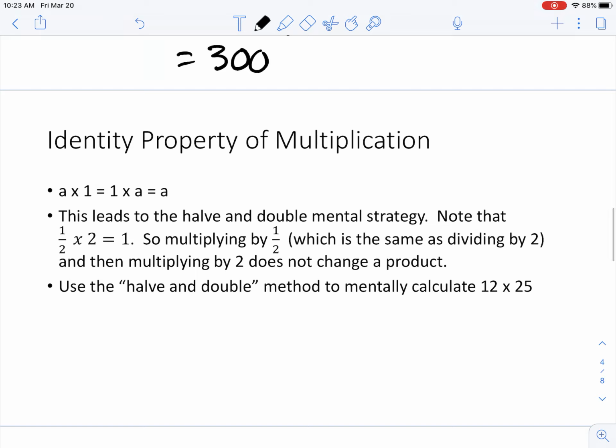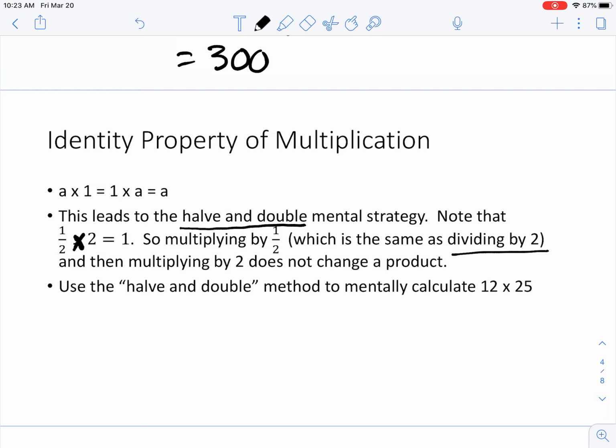Our next property is the identity property. This just says when you multiply by 1, you don't change the value of a number. This leads to a really neat strategy called the halve and double strategy. And the big idea behind this is if I multiply by 1, that's the same as multiplying by 1/2 times 2, because 1/2 times 2 equals 1. So essentially what I'm doing is dividing one number by 2 and then multiplying the other number by 2.